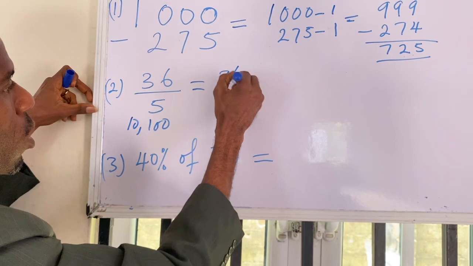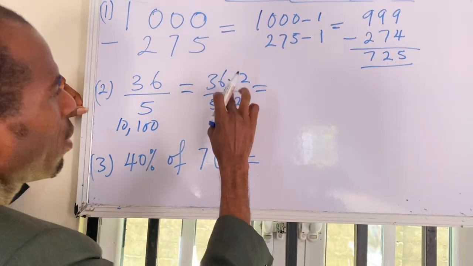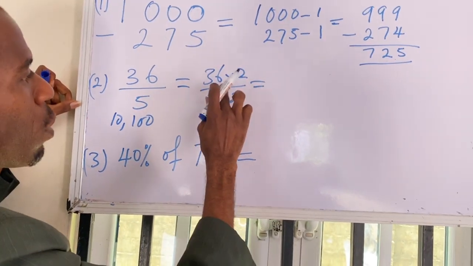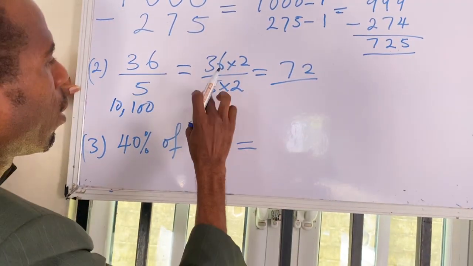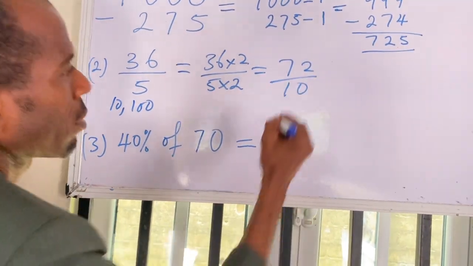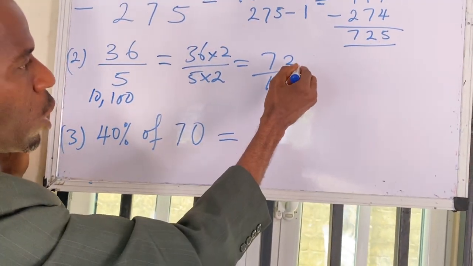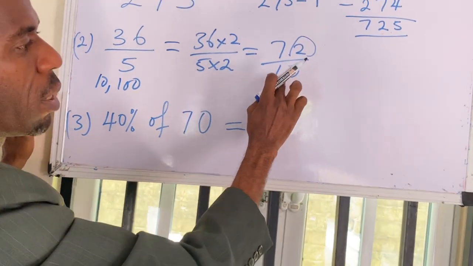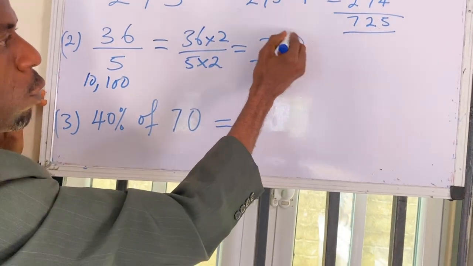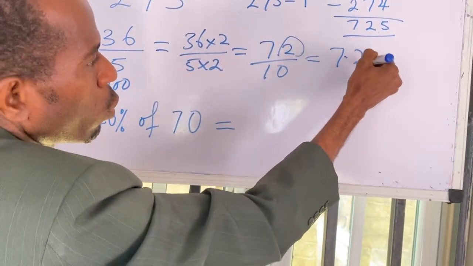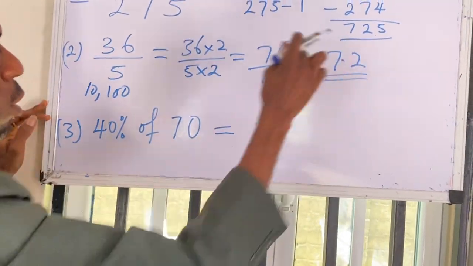So I will bring it: 36 times 2 all over 5 times 2. 36 times 2 gives me 72, all over 5 times 2, which gives you 10. Now, when you are dividing in mathematics, especially when we have a denominator of 10 or 100, you move the decimal point. One zero is here, so you only move once, which will give you 7.2. That is the answer. So when you divide 36 by 5, it will give you 7.2.